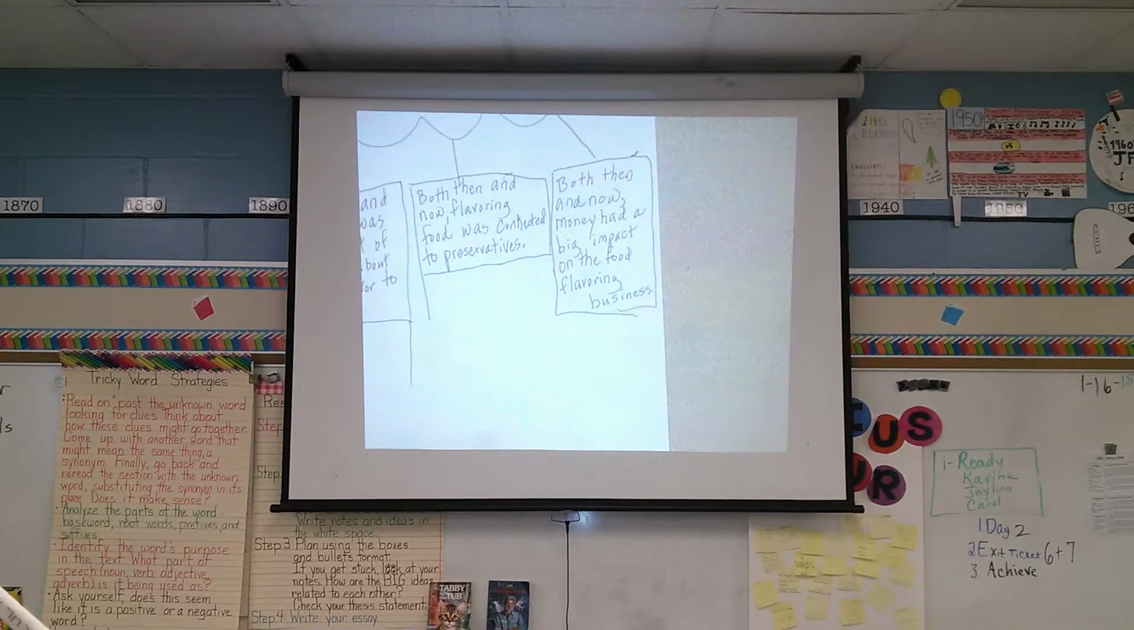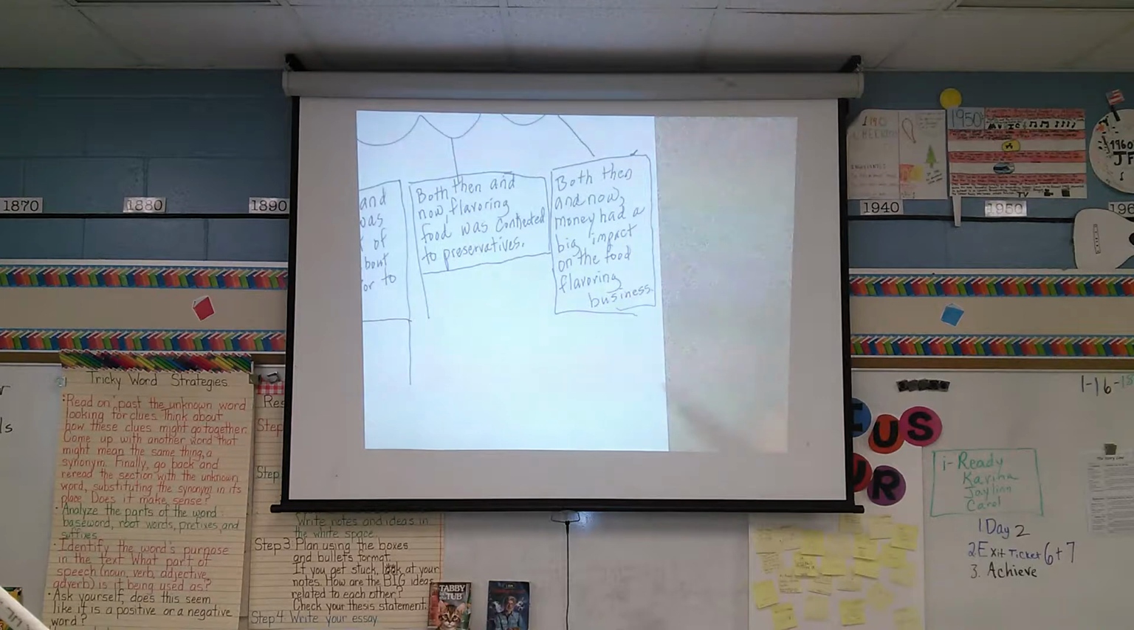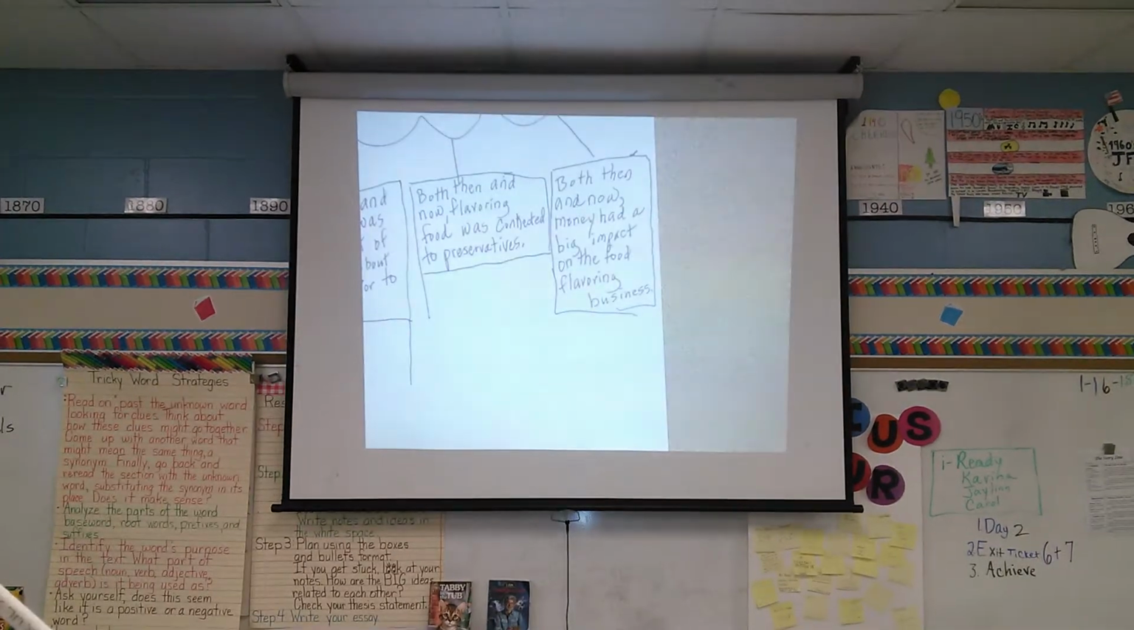Okay, so you're going to gather evidence from both articles. Make sure when you're doing your plan, you indicate which article it came from, because when you go to write, you're going to need to cite your source.